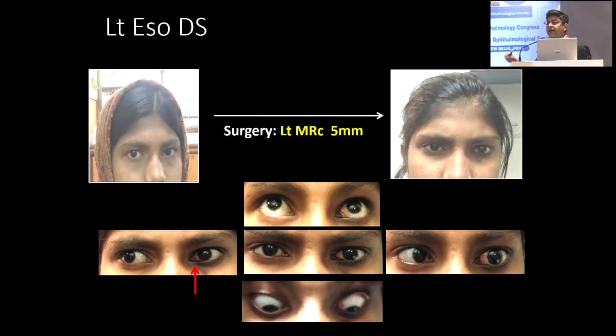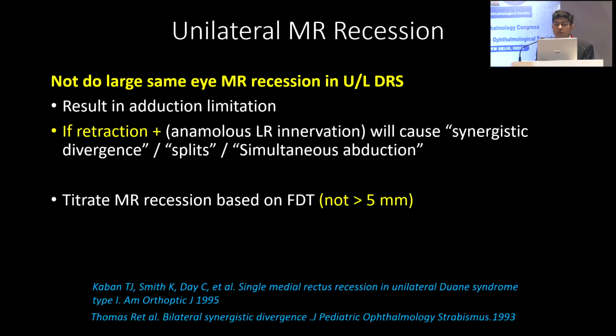And why does this occur? As I mentioned earlier, we are weakening an already weakened muscle. Besides the innervational abnormality here, you have the lateral rectus also firing at this time and preventing the adduction from happening. So this is the important thing when you are deciding on ESO-Duane's. Do not do large ipsilateral MR recessions in unilateral Duane's. It will result in adduction limitation, and if the retraction is severe, you may actually see simultaneous abduction. You may actually have a synergistic divergence kind of appearance. Titrate the MR recession based more on the FDT. Your aim is to free the FDT.